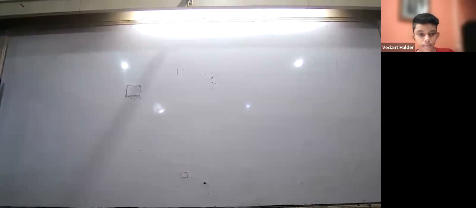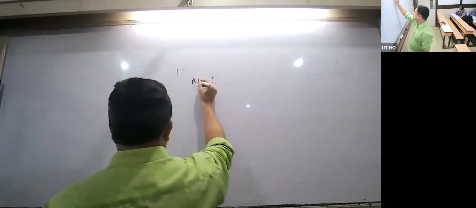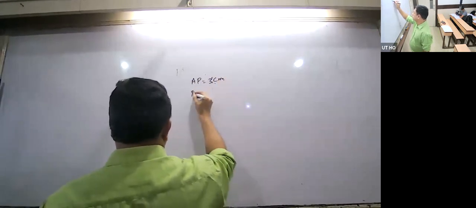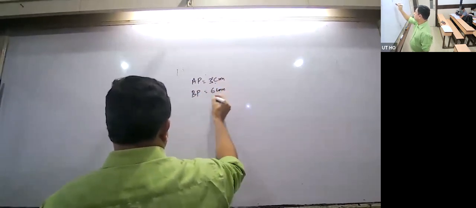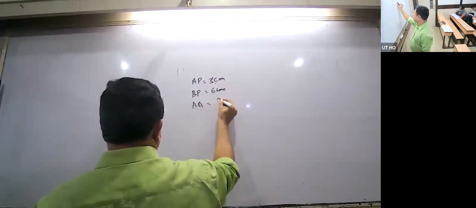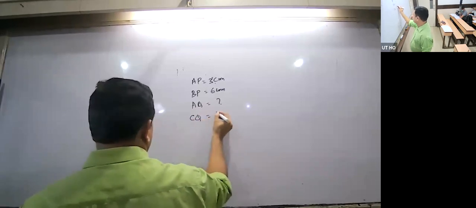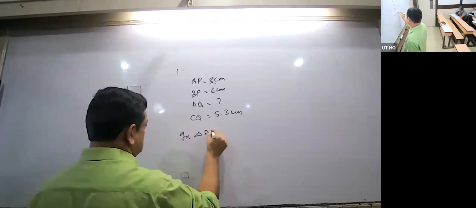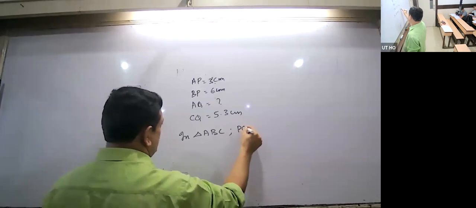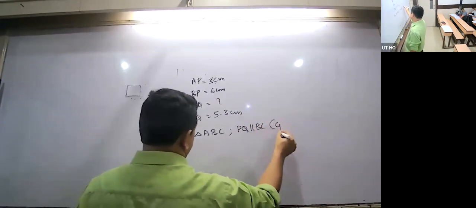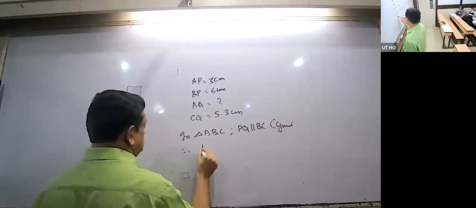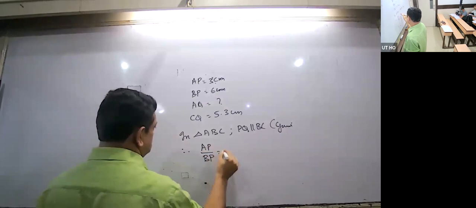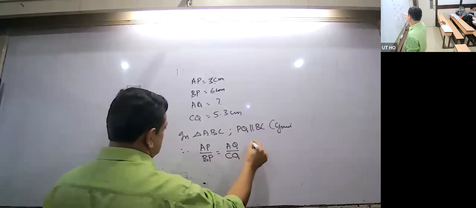Sir, 2.65 centimeters. Write it down. AP is equal to how much? 3 centimeters. BP is equal to how much? 6 centimeters. Then AQ is equal to how much? And CQ? CQ is 5.3 centimeters. In triangle ABC, what is parallel to what? PQ parallel to BC, reason: given. Therefore AP upon BP is equal to AQ upon CQ. Reason: BPT.